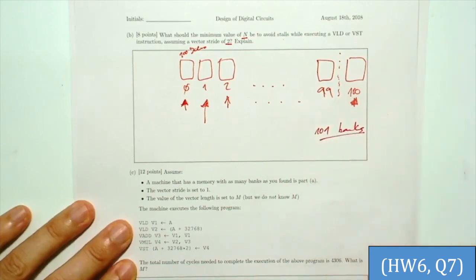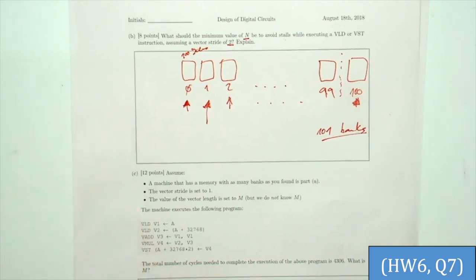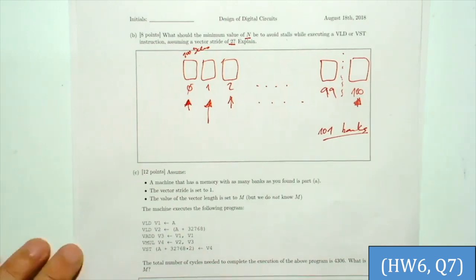If you have to explain why we say 101, could we also say the greatest common divisor of 101 and 2 is 1? Can you repeat that? If we have to explain why we say 101, can we also say the greatest common divisor of the number of banks and the stride is 1? Yes. As far as a reasonable answer, it is okay.